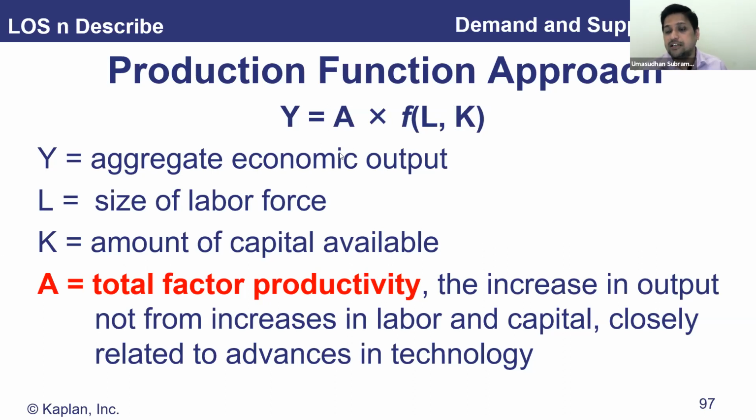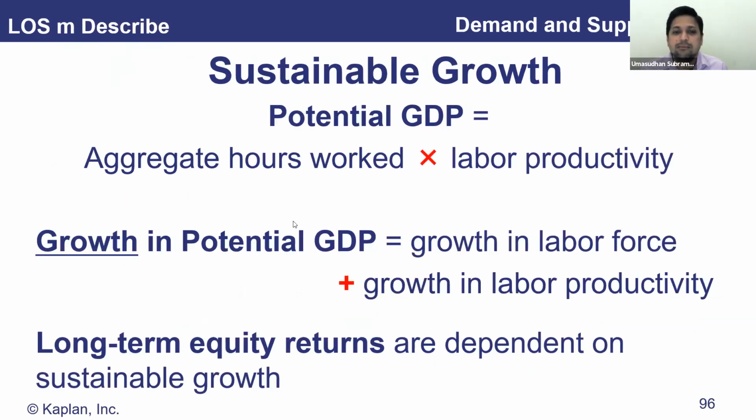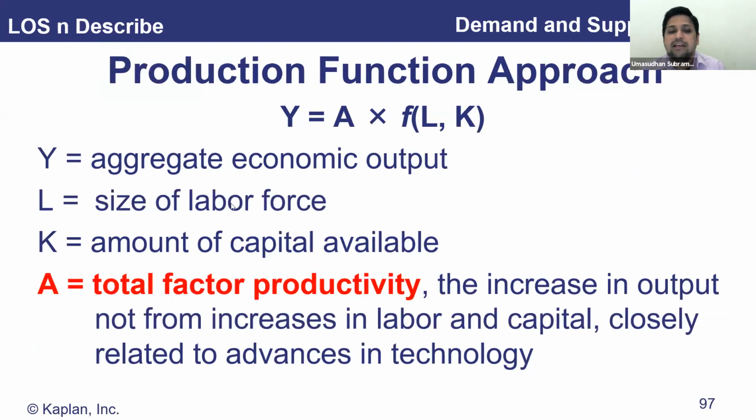total factor productivity, which means we are not only talking about labor productivity. The problem with the previous model is that it only focuses on labor productivity. Here we are talking about total factor productivity, which is the productivity of capital, productivity of labor, productivity of land, everything together. That's this productivity. And then the size of labor, size of capital, and the economic output. How can you grow your GDP?